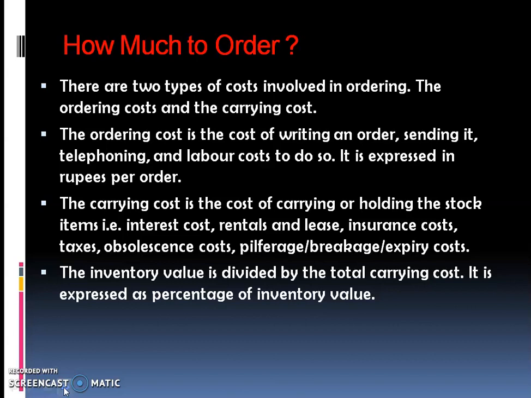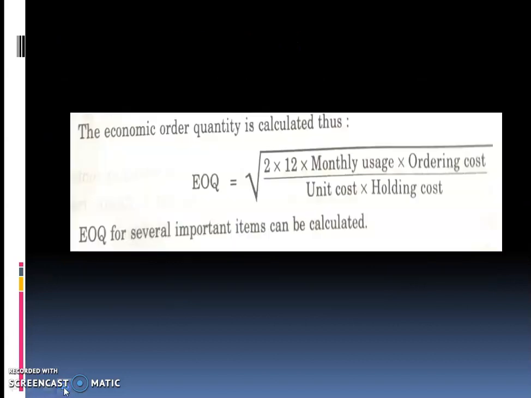It is expressed in rupees per order. The carrying cost is the cost of carrying or holding the stock item. That is the interest cost, rental and lease insurance cost, taxes, obsolescence cost, pilferage, breakage, expiry cost. The total carrying cost is divided by the inventory value. It is expressed as a percentage of inventory value.